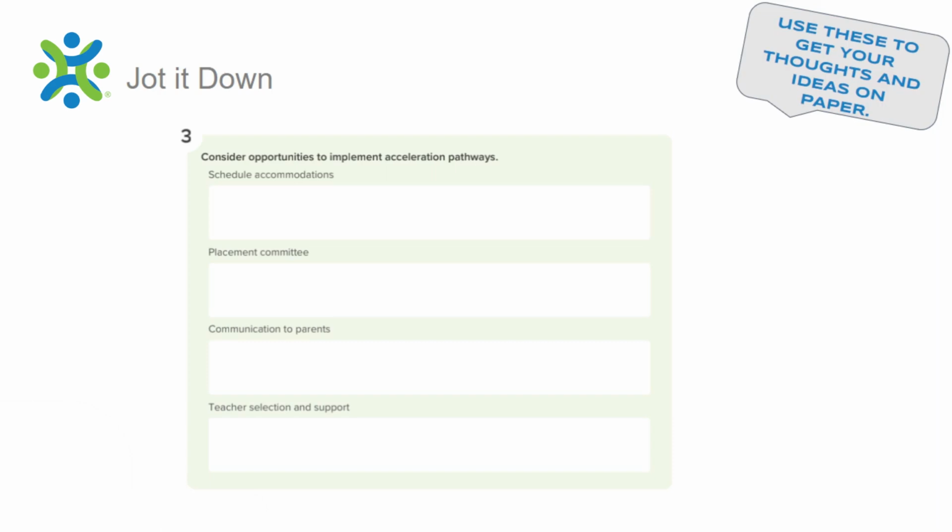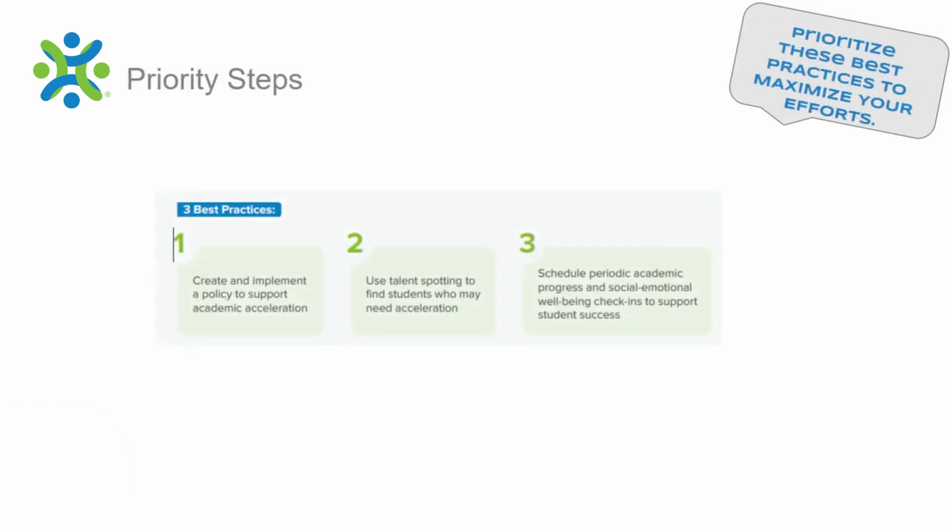Academic acceleration is a powerful tool to use for advanced learners. So what do you do first? First, create and implement a policy to support academic acceleration. This is at the local level, ensuring you have all of your practices in place and approved by the board. Use talent spotting to find students who may need acceleration.